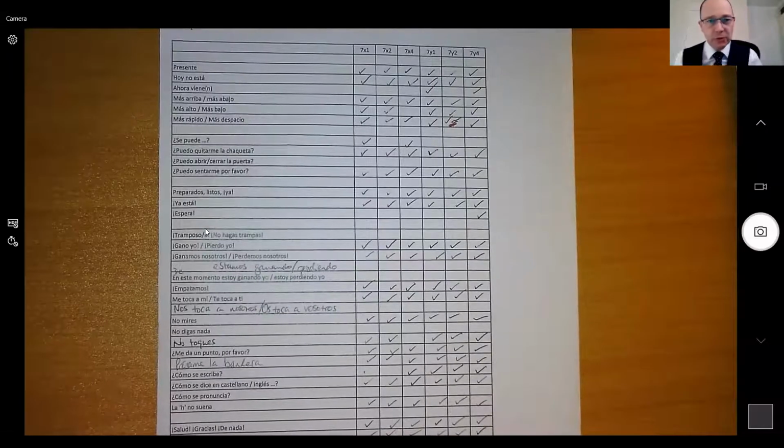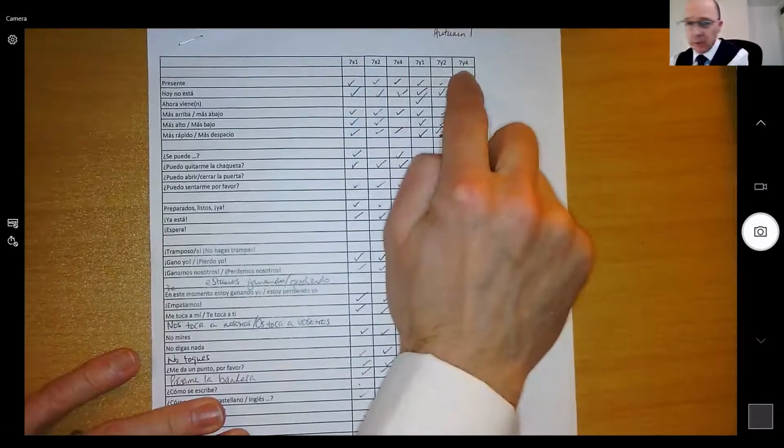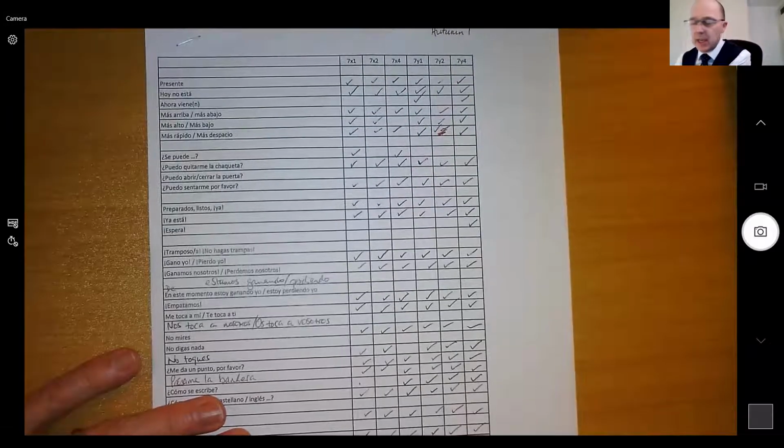Okay, I've got some things in place now. So this is one way that you can do this, a way of keeping track of things across classes. This is from a class I had a few years ago where I had all of year 7. So there were 6 year 7 classes.